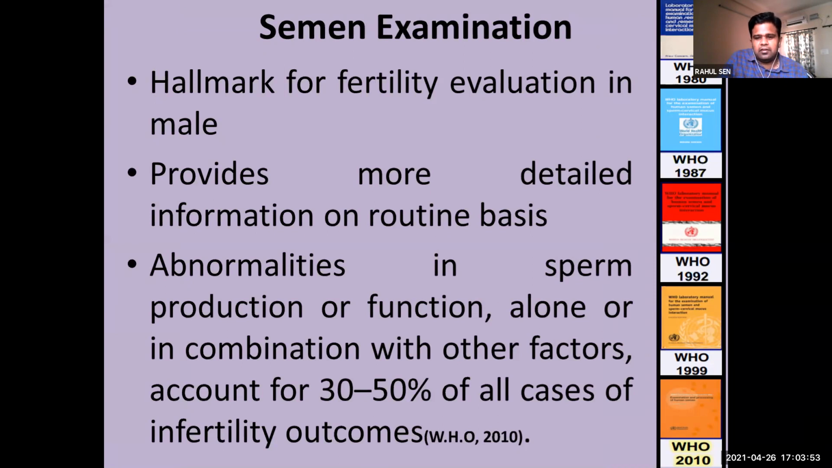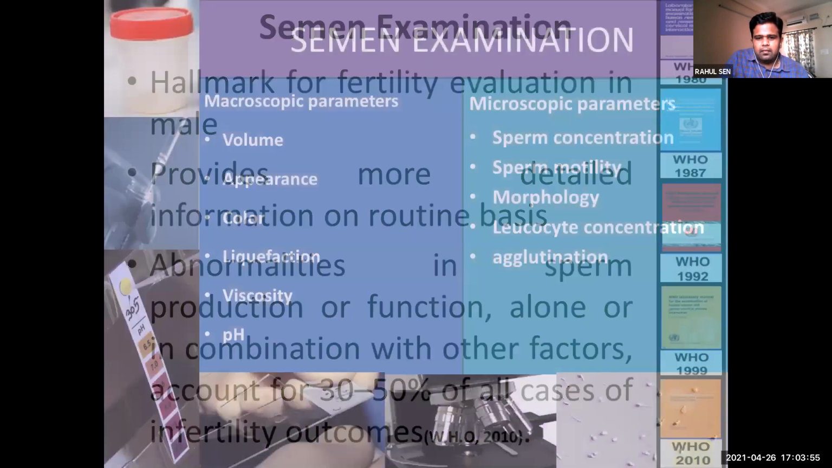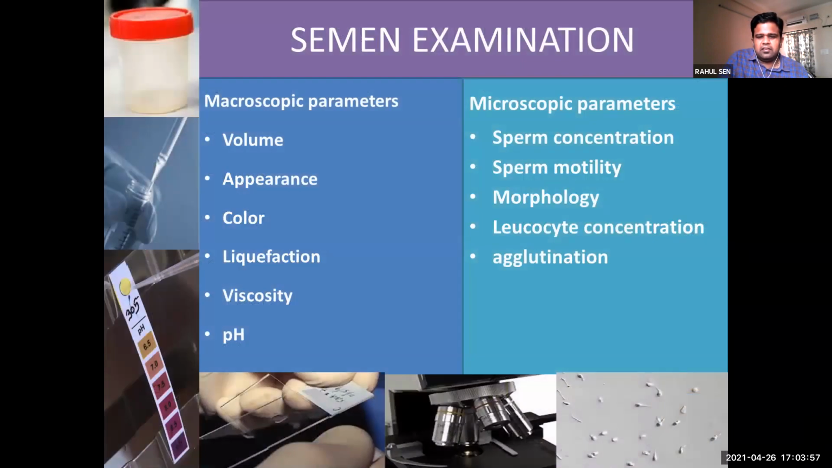Semen examination is done macroscopically and microscopically: macroscopically by looking at the volume, appearance, and the phases of liquefied semen, and microscopically by seeing the sperms with concentration, motility, morphology, and agglutination, meaning how much clumping of sperms is there.